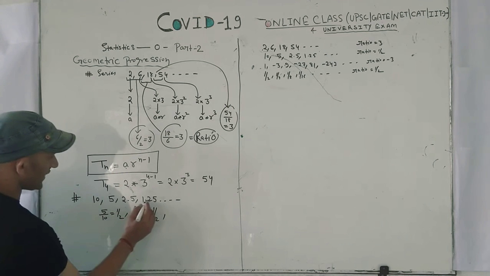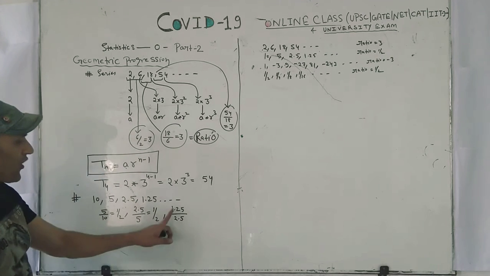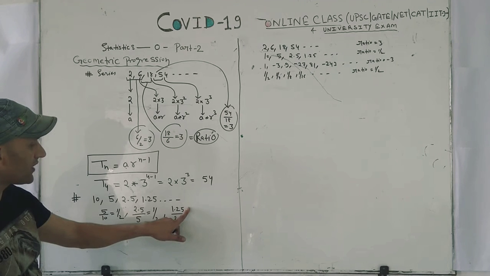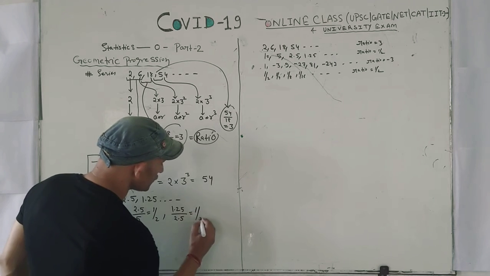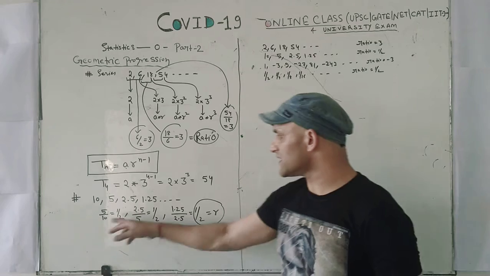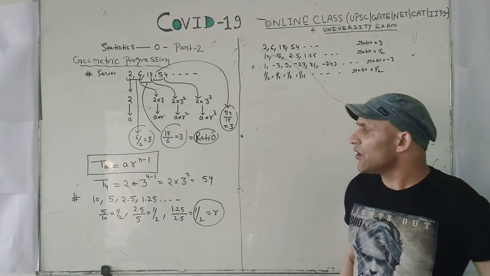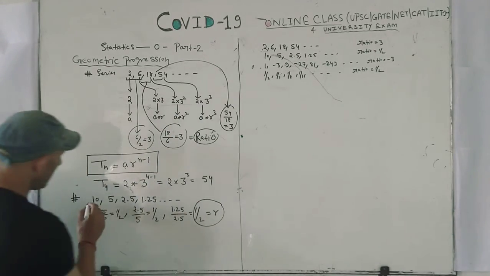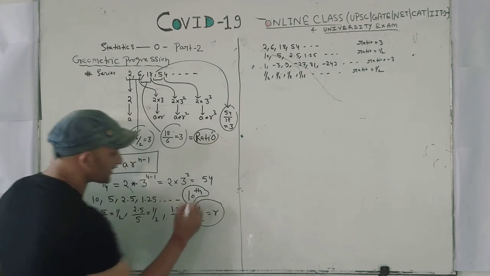Again 1 upon 2. Then this upon this, 1.25 upon 2.5, the point will cancel, and 125 upon 250 is again 1 upon 2. So your ratio is the same every time. It means that this series is GP. Now he is asking what the value is at the 10th place in this series.